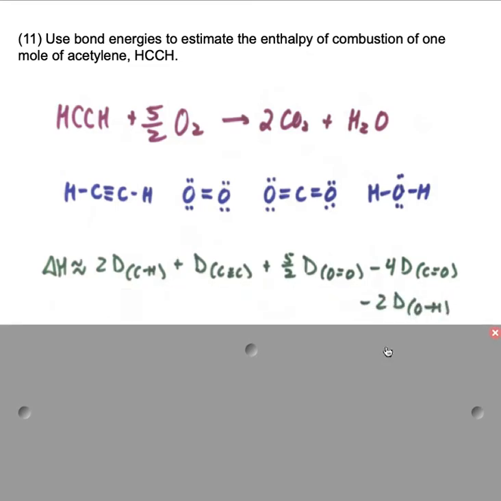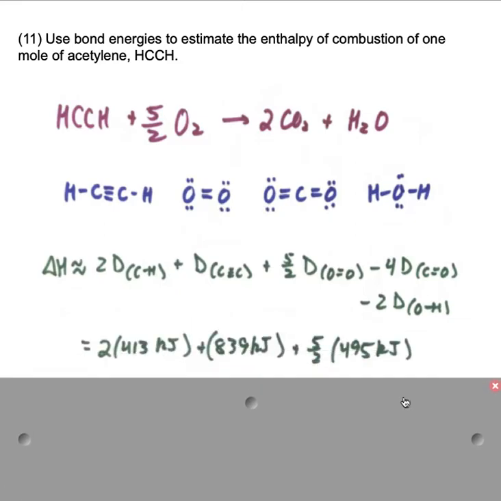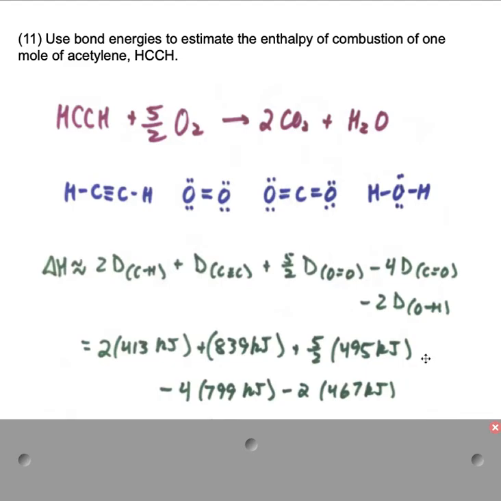I'll write out my equation. The enthalpy change is approximately equal to twice the carbon-hydrogen bond energy plus the carbon-carbon triple bond energy plus 2.5 times the oxygen-oxygen double bond energy minus 4 times the carbon-oxygen double bond energy minus 2 times the OH bond energy. I'll plug my values in, and I want to point out something really important here.